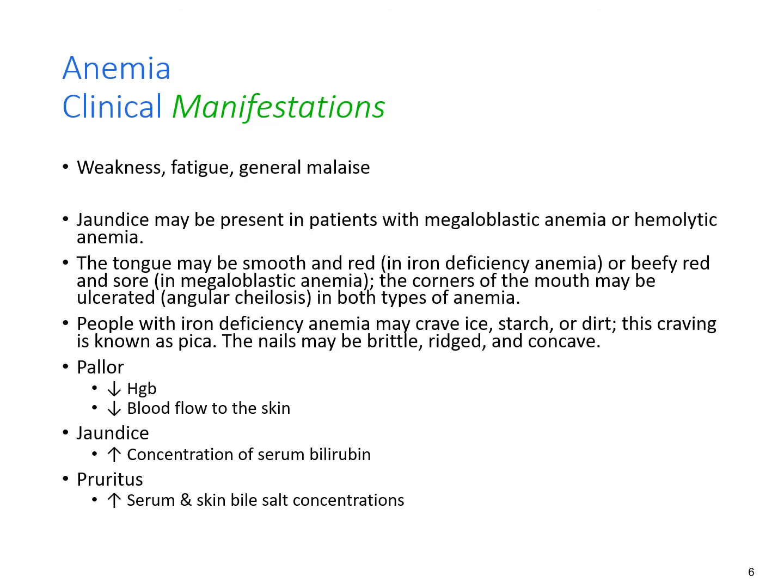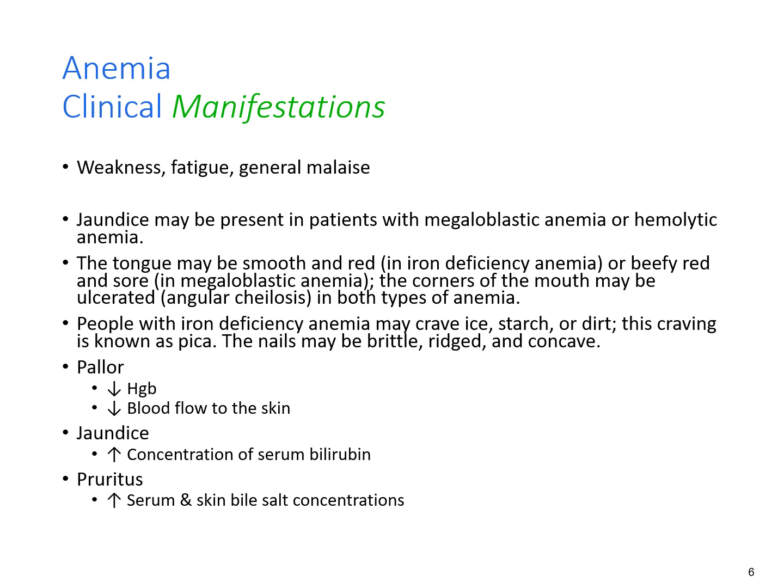For your clinical manifestations, continuation here. For somebody who's anemic, think about how they present to you. They're weak, they're fatigued, or they have general malaise, right? So they're just really, really tired, and they just don't feel up to doing much of anything. If a patient has megaloblastic anemia or hemolytic anemia, jaundice may be present in those patients. So that's just something that's unique for those types of anemia. So you want to just know that as well.